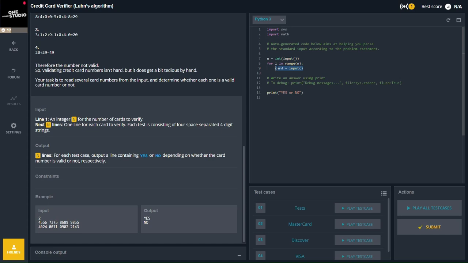Each test consists of 4 space-separated 4-digit strings. Output: for each test case, output a line containing yes or no, depending on whether the card number is valid or not.